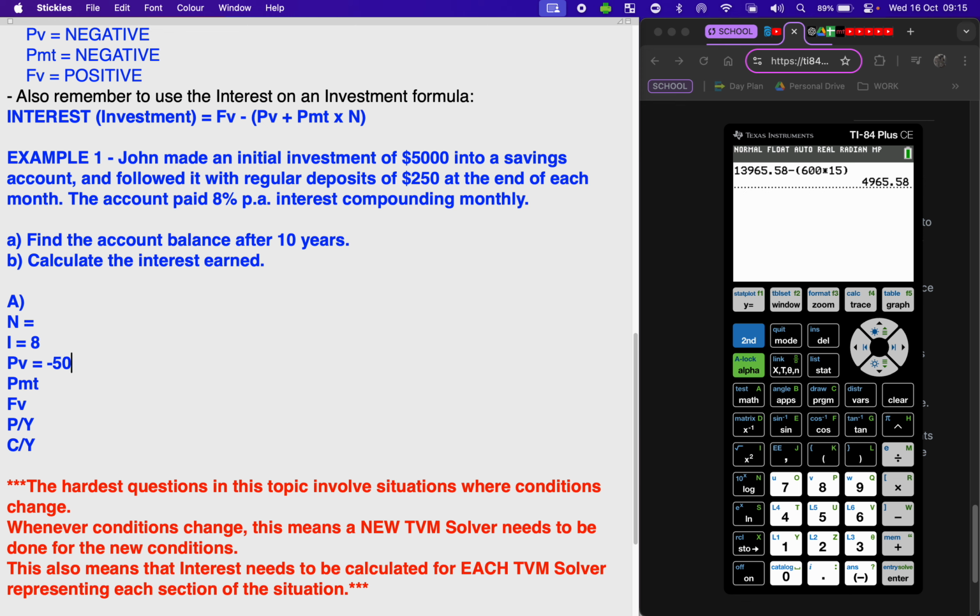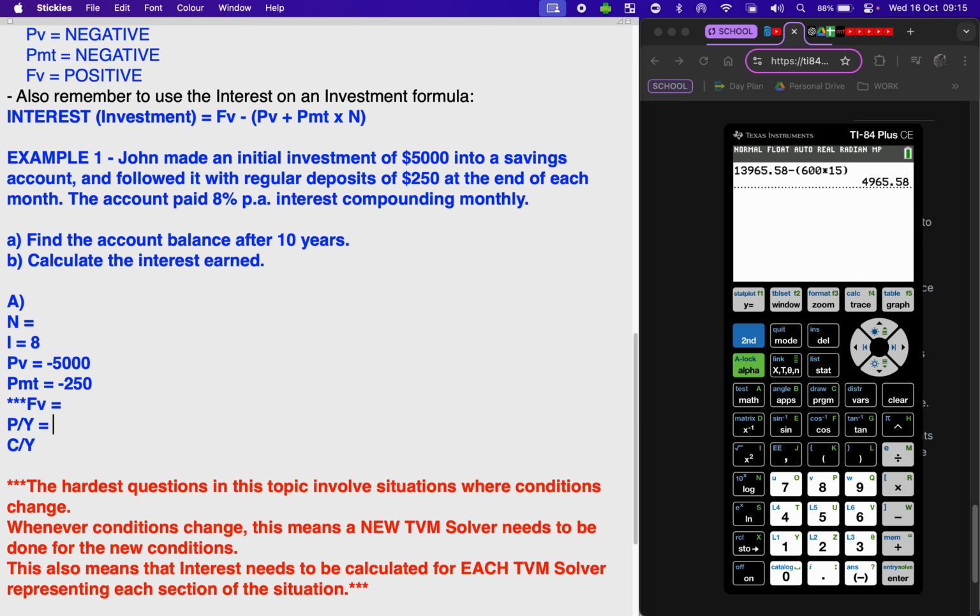Good. Negative $5,000. He's making regular payments into it monthly. What sign would that be? Negative 250. FV is what I'm solving for. I want to know what it grows up to. PY and CY. Compounding monthly and paid monthly. So what would PY and CY be?